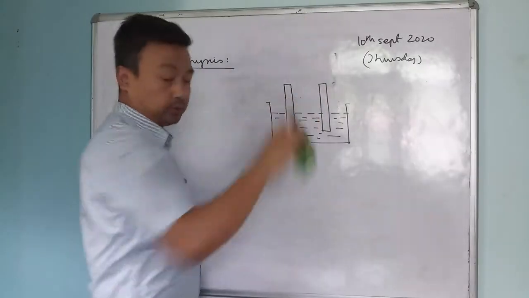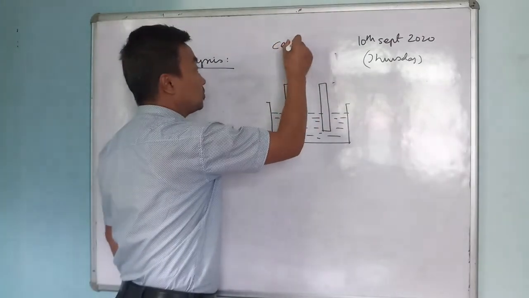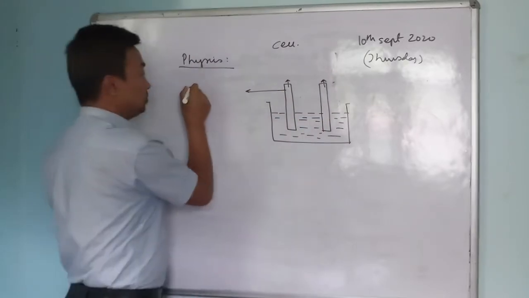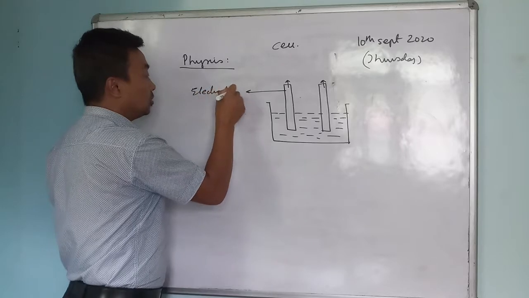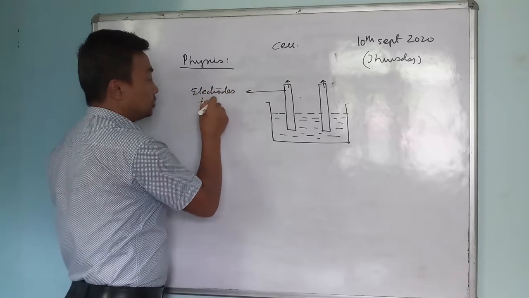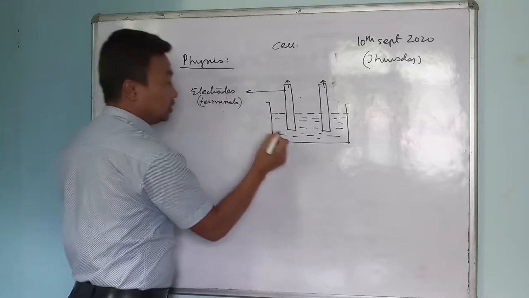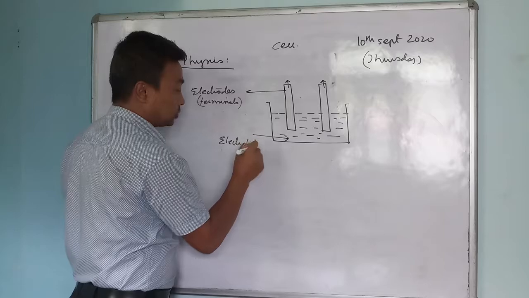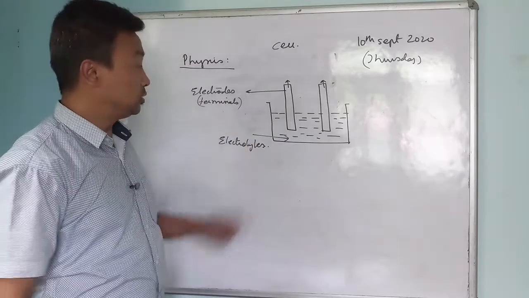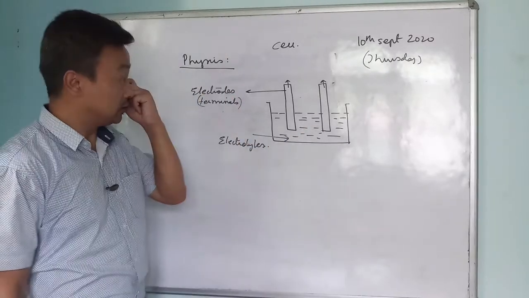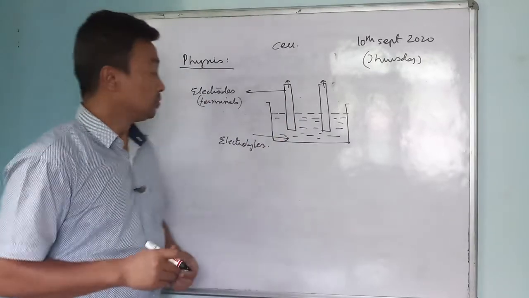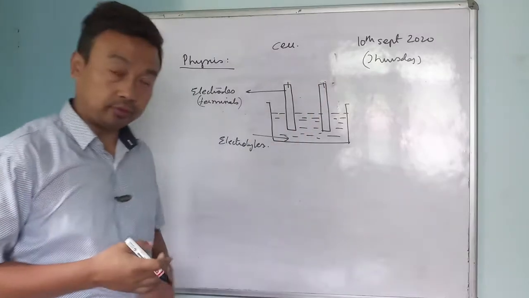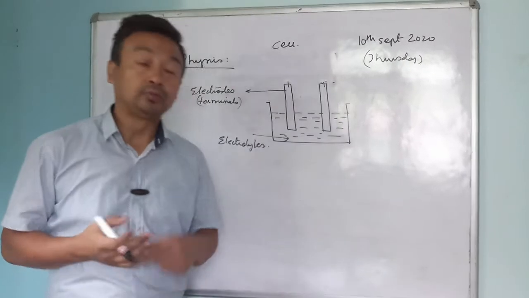Some of the terms that are used here in a cell: these two are called the electrodes. It is also known as the terminals. And the liquid, whatever is inside this vessel, is known as the electrolyte. We will not go into detail of the chemical reaction here; all that you can deal with in chemistry. Basically what we are trying to understand here is the three terms, that is EMF, the terminal voltage, and the voltage drop.